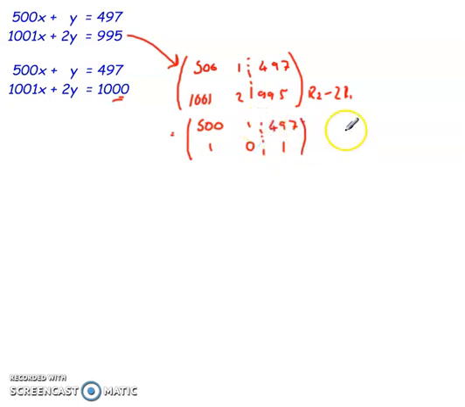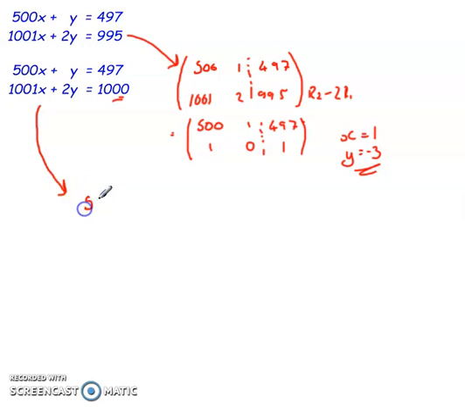So from that, what I can tell you is that in this system, x is equal to 1. And then what I've got is 500 plus y is 497. So y is 497 take away 500. So y is equal to negative 3. So in our original system of equations, x is 1, y is negative 3 gives me the solutions to this. Let's explore what happens when I make that slight change.